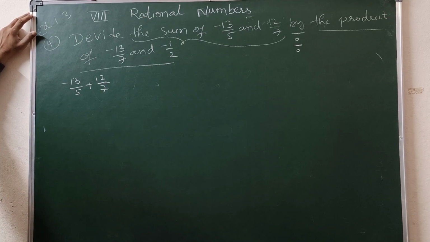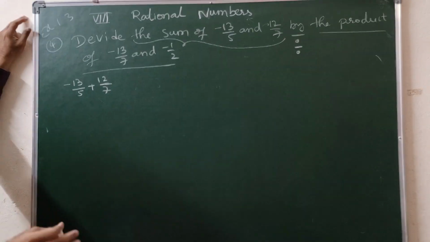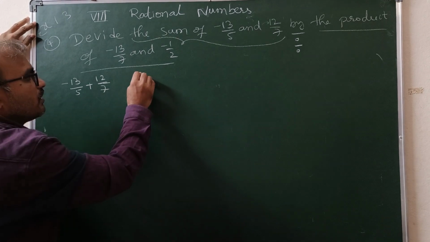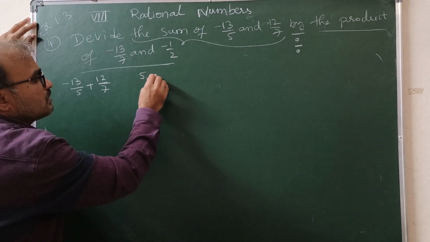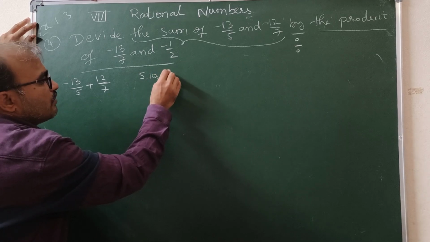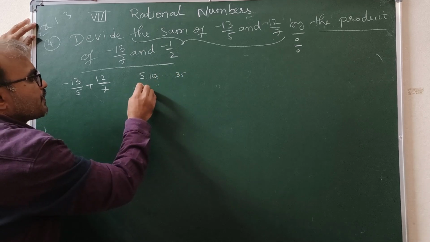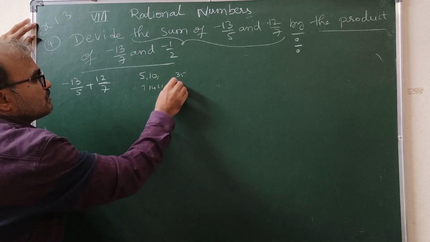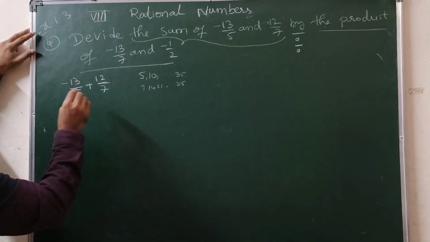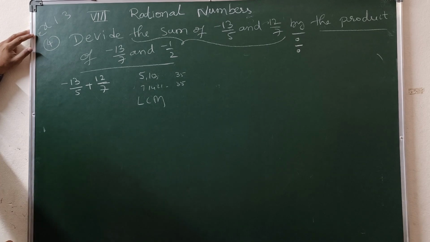Denominators are not the same, so we have to make the denominators equal. To which number should we make them equal? If you go on reading the 5 table, 5, 10, 15, 20, 25, 30, 35, and in the 7 table, 7, 14, 21, up to 35, you get the first common number 35. That is the LCM of 5 and 7.